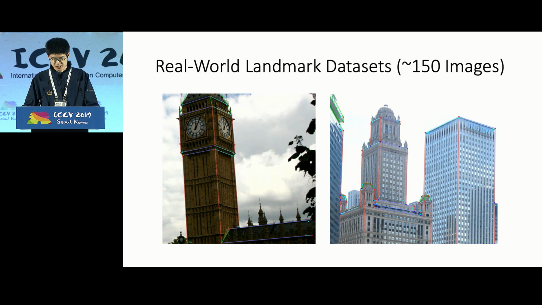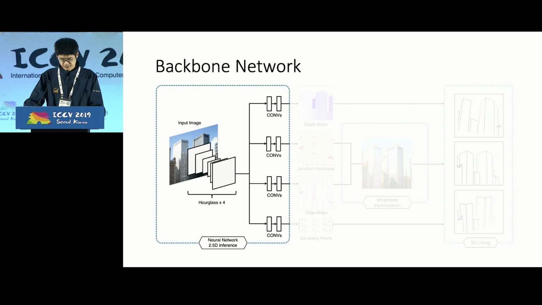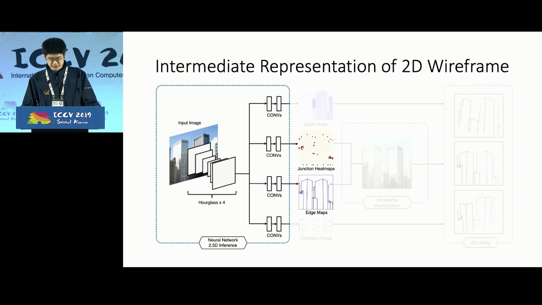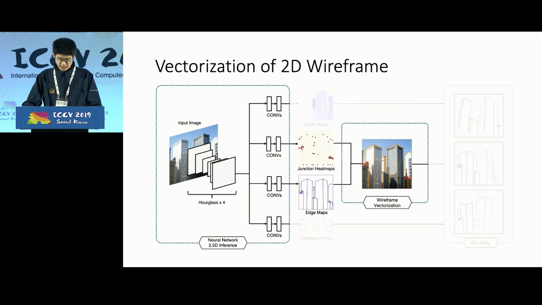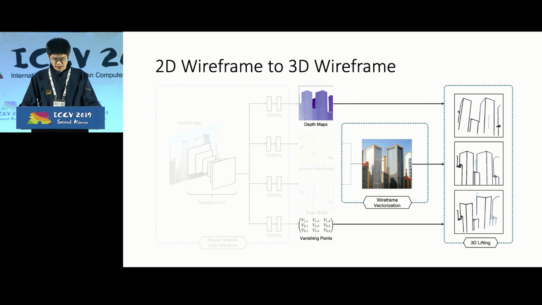This figure shows the overall pipeline of our method. From a single view image, we use a stacked hourglass backbone to extract features. Then we use convolution to predict the junction and line heat maps from the backbone features. Next, we turn them into vector format with a wireframe vectorization algorithm by searching on the heat maps. After that, we predict depth maps and vanishing points to get the 3D cues. Finally, we combine the 2D vectorized wireframe with 3D intermediate cues to get a full 3D wireframe.